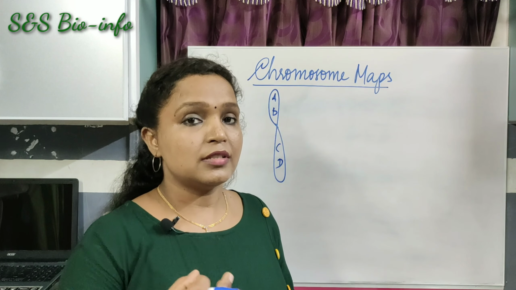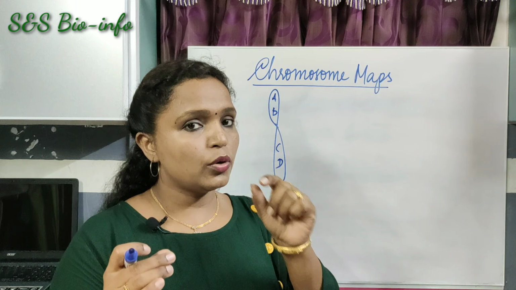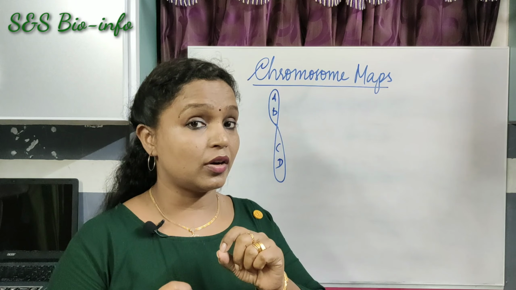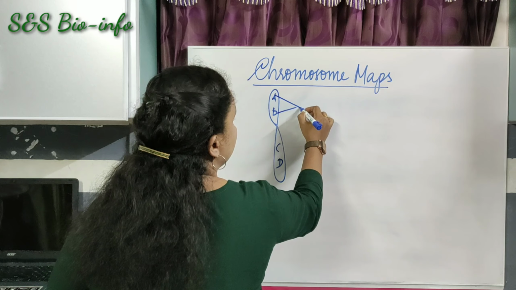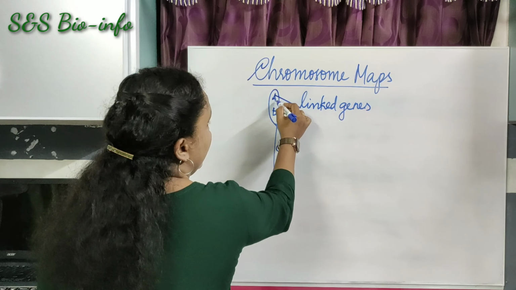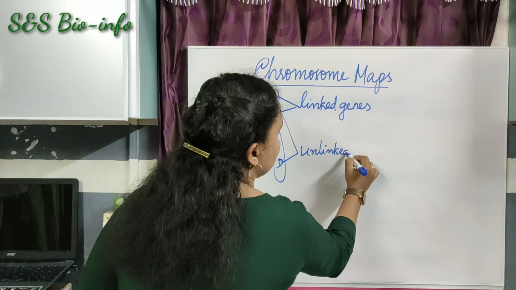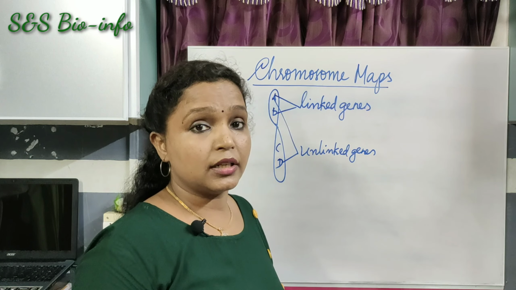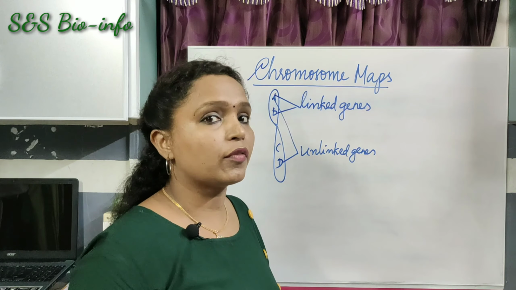On the chromosome, some genes are closely located while some others are distantly located. The closely located genes are known as linked genes. The distantly located genes are known as the unlinked genes. Here, the genes A and B are linked genes, while A and D are unlinked genes. The linked genes always stay together and they do not undergo crossing over. That means they show only less chances of crossing over.